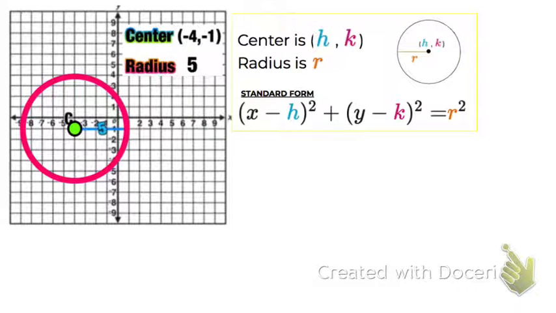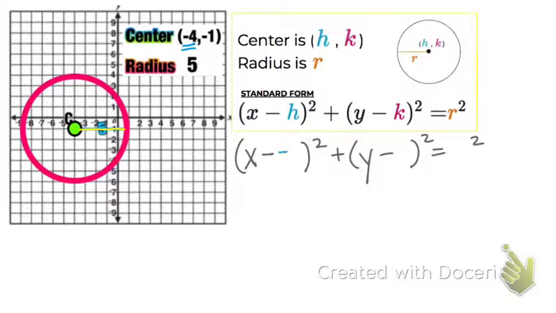So again, my center is already given to me here. So I go over -4, down 1. That's why my center is (-4, -1). And then the distance from the center to the edge, that's how you get the radius, and it's 5. So let's fill that into that standard form. The x coordinate of my center is -4, so I'm going to put -4 here. The y coordinate of my center is -1, so I'm going to put -1 here. And then my radius is 5, so put a 5 there.